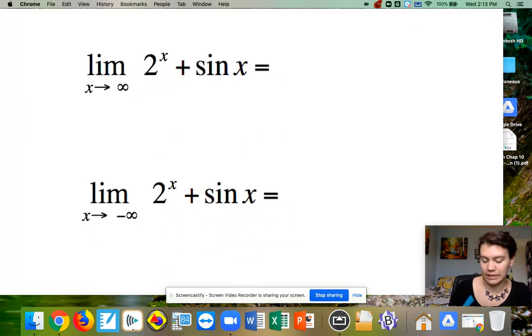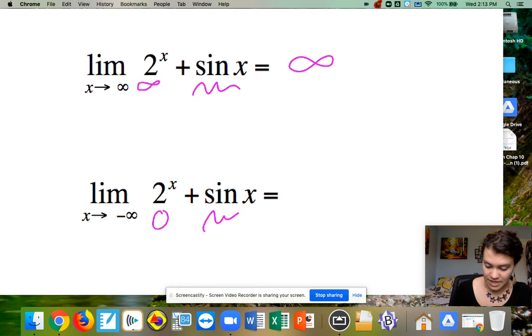So then combining these, this one is going to infinity, this one is oscillating. So the infinity is going to take over when we get infinity. Here this is going to 0, this is oscillating. So you get does not exist.